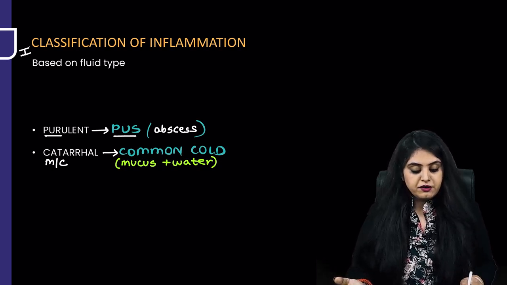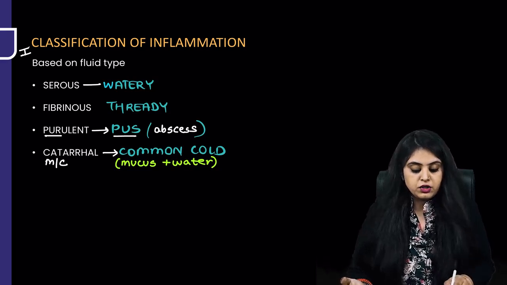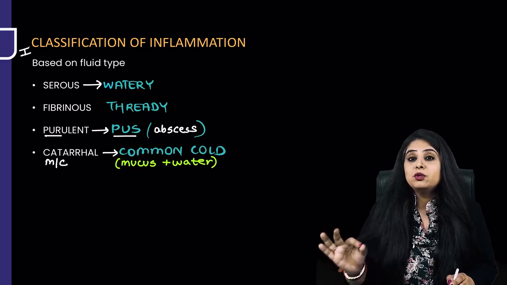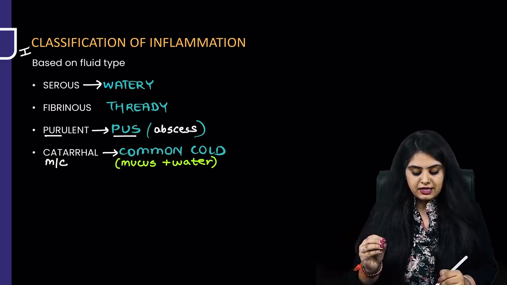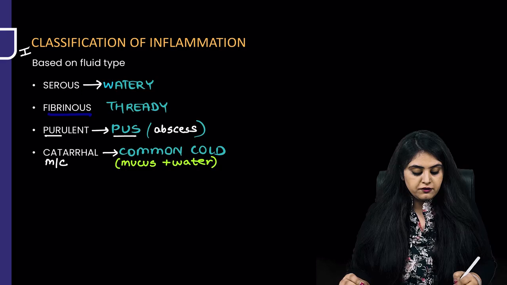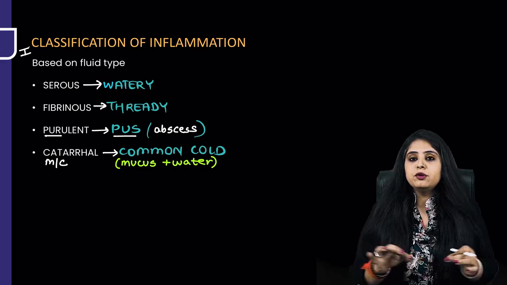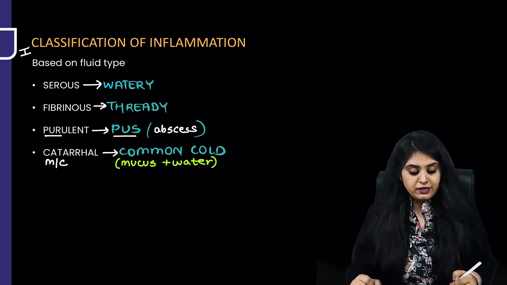The next two types of inflammations are serous and fibrinous inflammations. The word serous means watery, means if someone has serous pleural effusion, this means the pleural cavity has watery fluid filled in it. If I say fibrinous pleural effusion, the word fibrin refers to thready, that you can actually stretch the fluid. The fluid is going to leave threads and strings. And I'll give you an example.